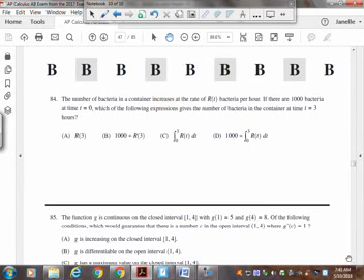So if your number of bacteria is increasing at a rate of R of T bacteria per hour, and there are 1,000 at time 0, how much will there be at 3? Well, we know we started with 1,000, right? So that was the starting amount.